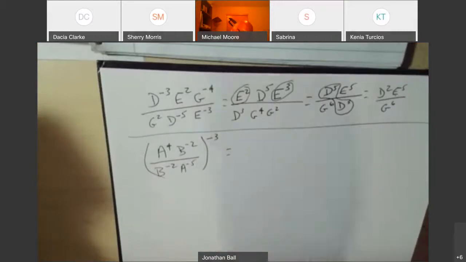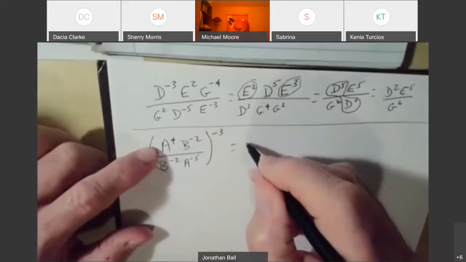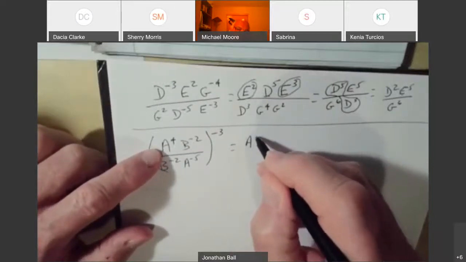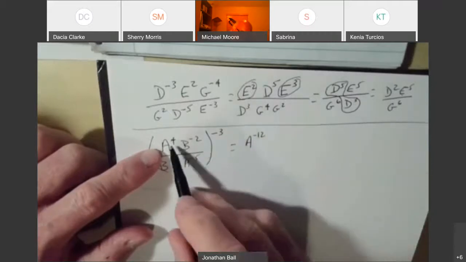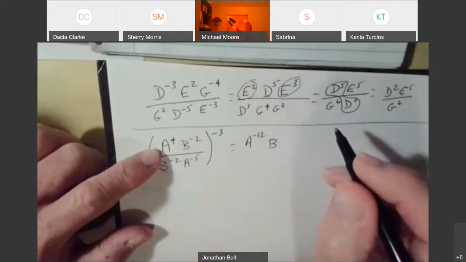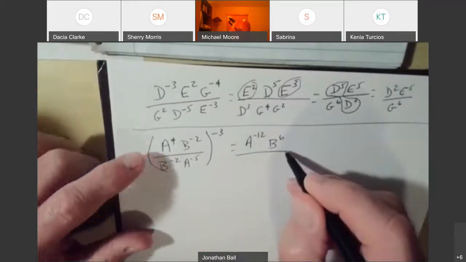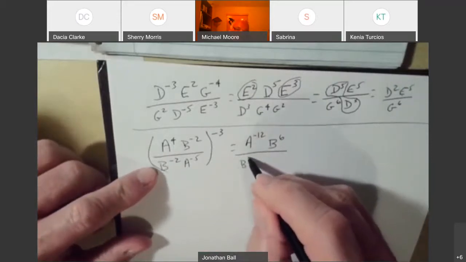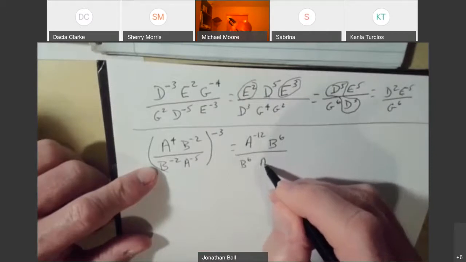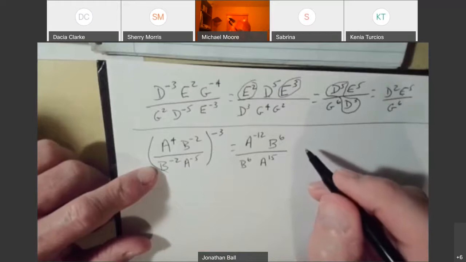When you have a power raised to a power, you multiply the exponent. It's going to be a to the negative 12th, right? 4 times negative 3 is negative 12. B to the negative 2 times negative 3 is a positive 6 over b to the 6th, a to the 15th.